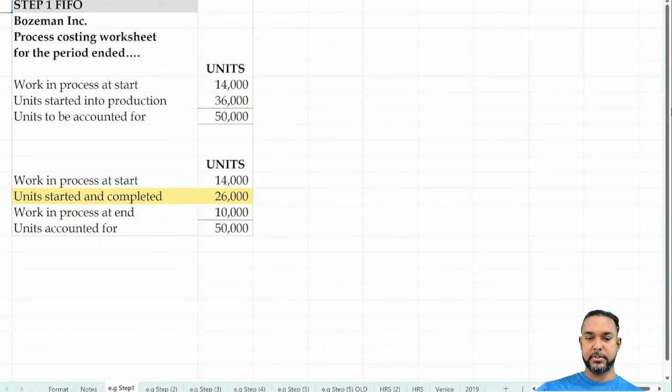Okay, cool. So step 1 is accounting for the physical units.